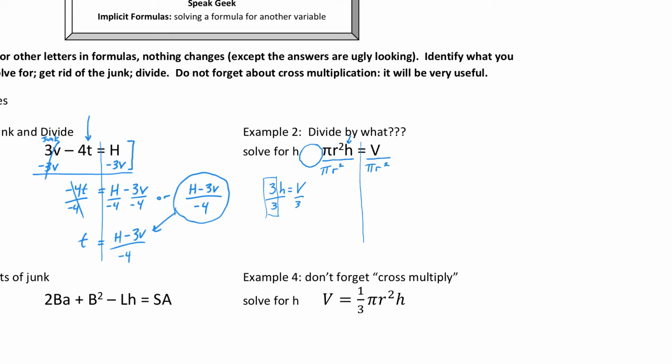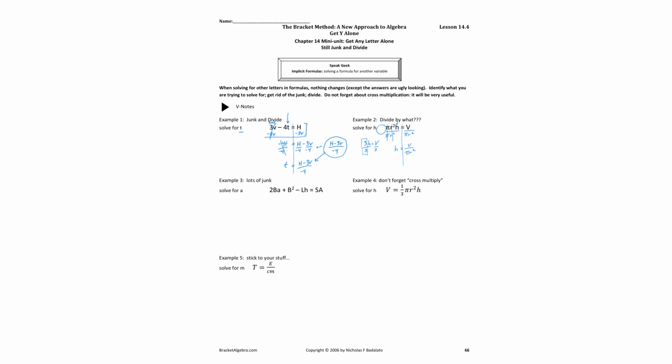Now look what cancels out. Pi's are gone, r squareds are gone, leaving with just h. And yes, it's ugly, but that's the answer. Again, stick to your rules, junk and divide. Let's take a look at example 3.